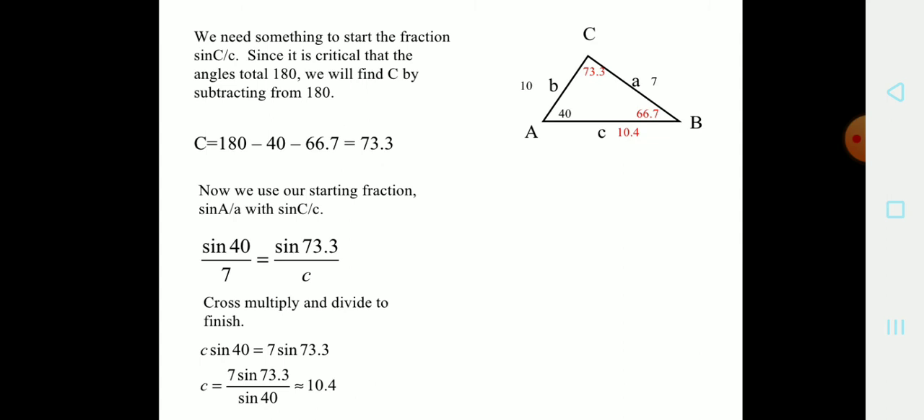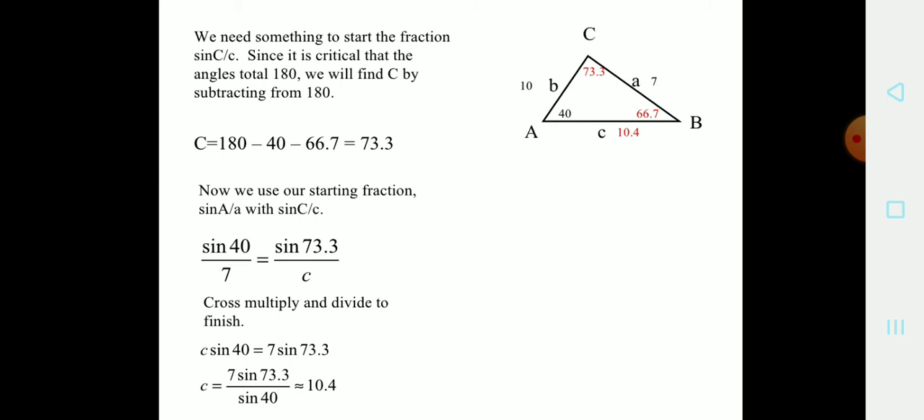Since the angles of a triangle must sum to 180, we find C by subtracting from 180. So C equals 180 minus 40 minus 66.7, which equals 73.3. Now we use our starting fraction, sin A over a equals sin C over c. So sin 40 over 7 equals sin 73.3 over c. So cross multiply and divide to finish.